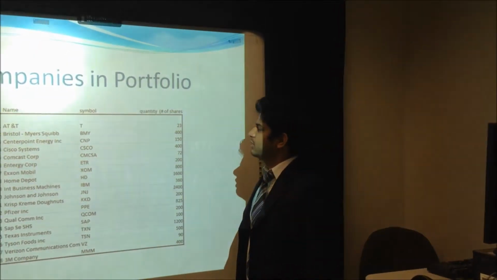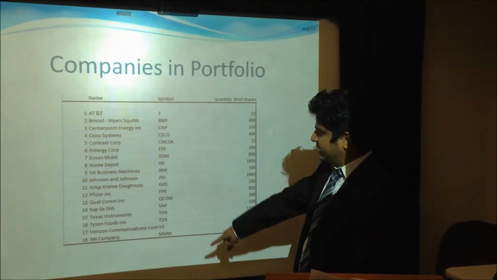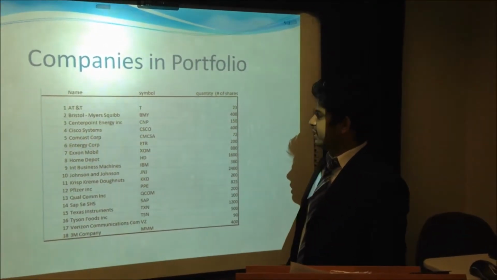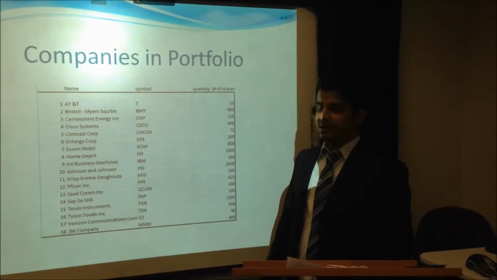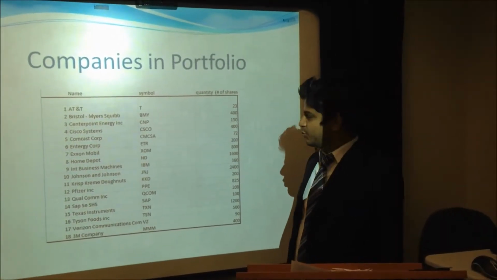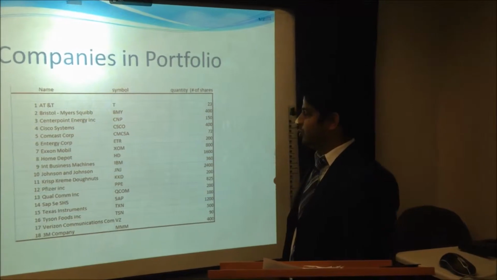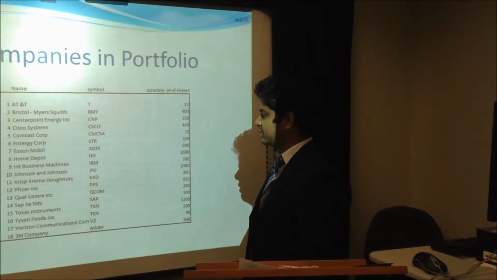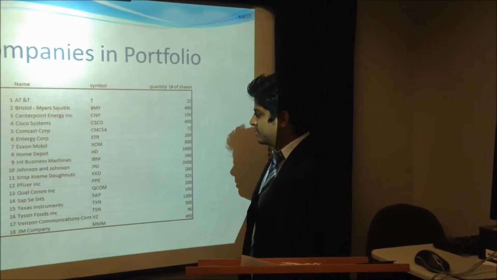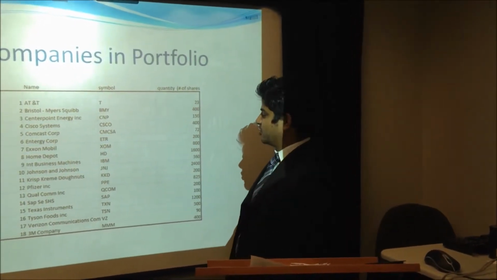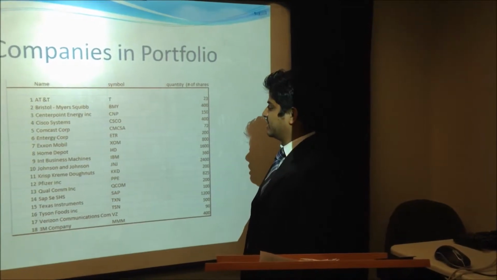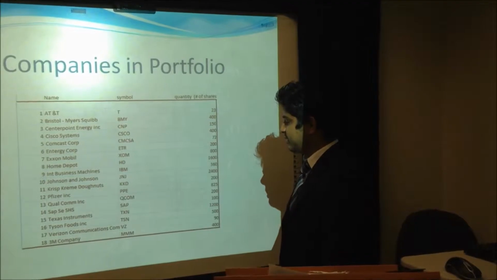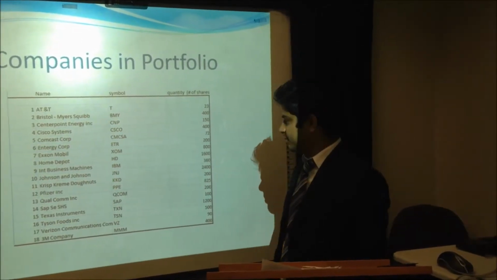Now the original portfolio consists of 18 different companies, and they are AT&T, Bristol Myers Squibb, Centerpoint Energy Inc., Cisco Systems, Comcast Corp., Energy Corp., ExxonMobil, Home Depot, International Business Machines, Johnson & Johnson, Cream Donuts, Pfizer Inc., Qualcomm Inc., SAPC, SHS, Texas Instruments, Tyson Foods Inc., Verizon Communications, and 3M companies.